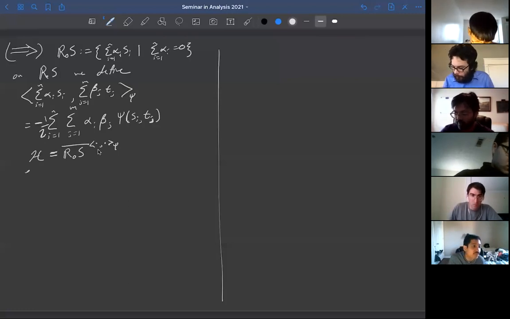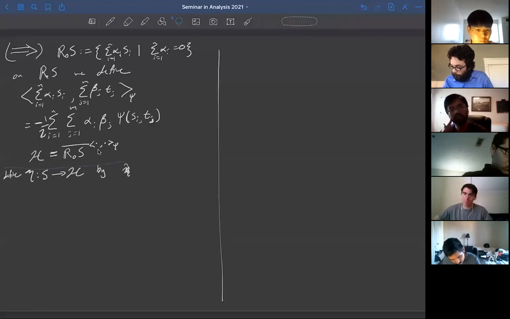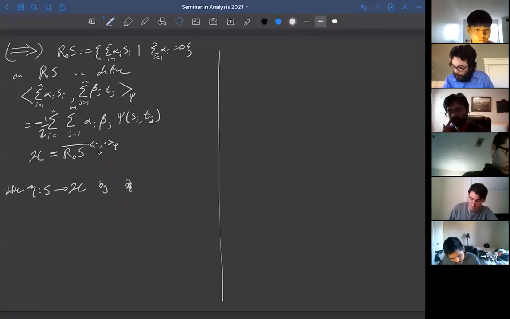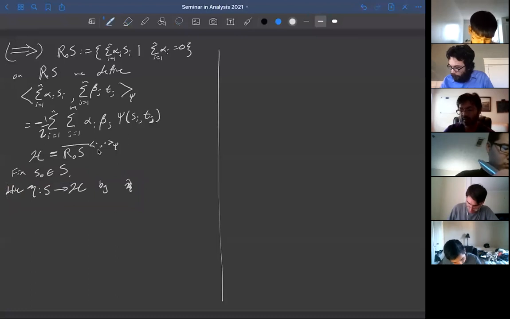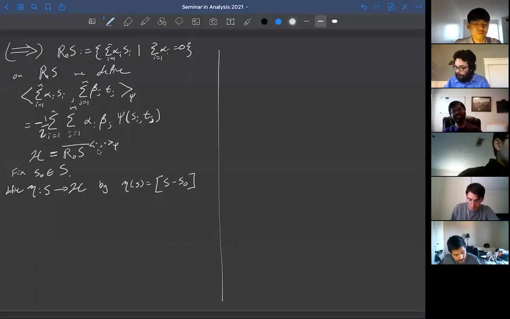So the map eta mapping S to H is just going to be defined by eta. Well, we're going to fix any point. Fix some S naught in S. And now we're going to define this map eta by eta of S is just going to be, we're going to look at S minus S naught and look at the equivalence class corresponding to that. So I needed S naught so that the sum of the coefficients is zero, right? One minus one is zero. So that this indeed lives in this Hilbert space H.